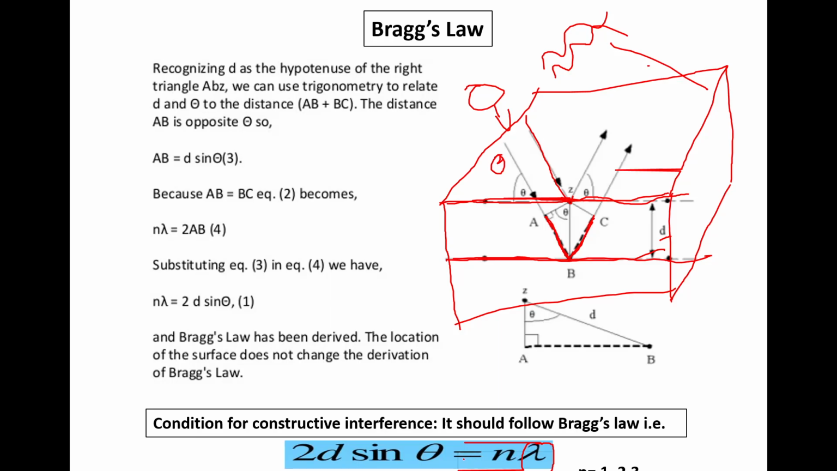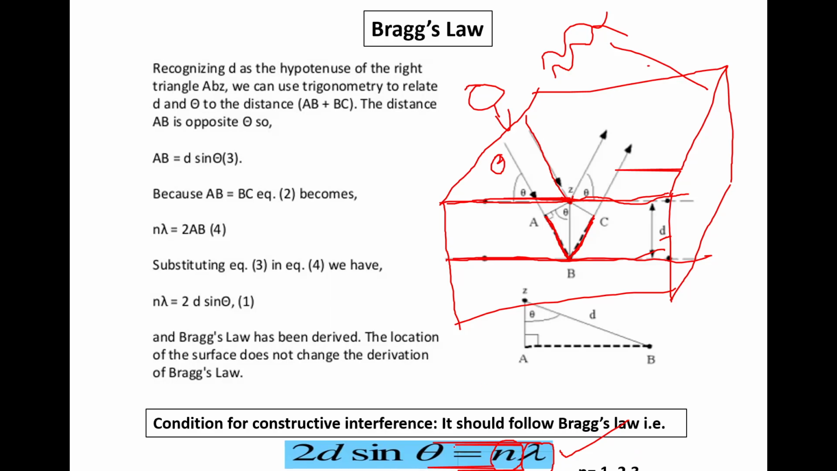Bragg said that this should be proportional to lambda. If you open up that proportionality with the proportionality constant, that is this n. So 2d sine theta equals n lambda. So this is the famous Bragg's equation. This n can take 1, 2, 3, any positive integer value.